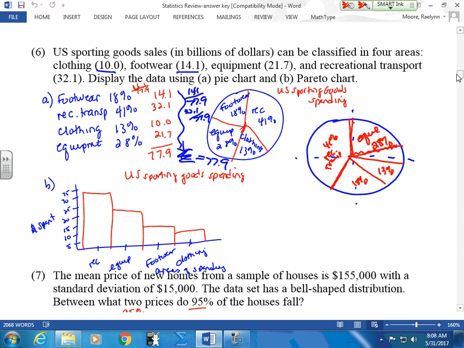So I'm not measuring these. I'm just eyeballing to make sure you have them where they should go. Do they have to be in a certain order on this circle? Not at all. Make sure you give it a title.